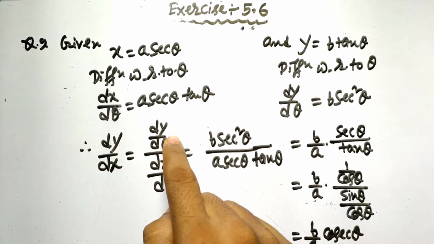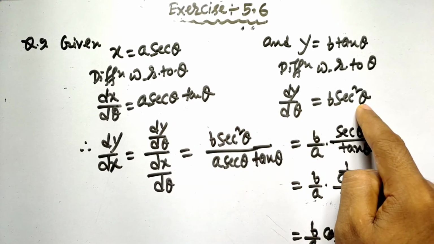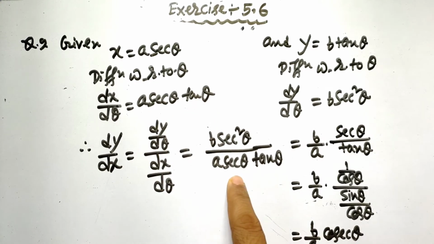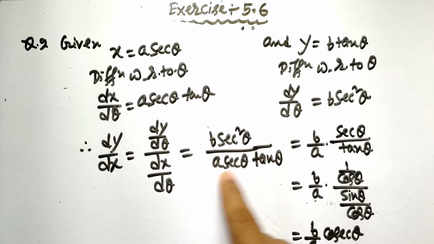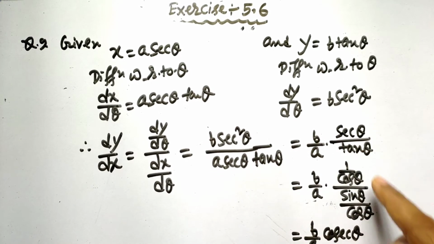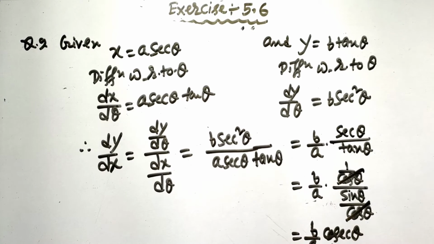So dy/dx you can write as dy/d theta divided by dx/d theta. dy/d theta value is b sec square theta, divided by dx/d theta value, which is a sec theta tan theta. So sec theta and sec theta cancel. So b by a, sec theta by tan theta. Sec theta means 1 by cos theta and tan theta means sin theta by cos theta. Next, cos theta cancels. 1 by sin theta is cosec theta. So b by a cosec theta is the value of dy/dx.